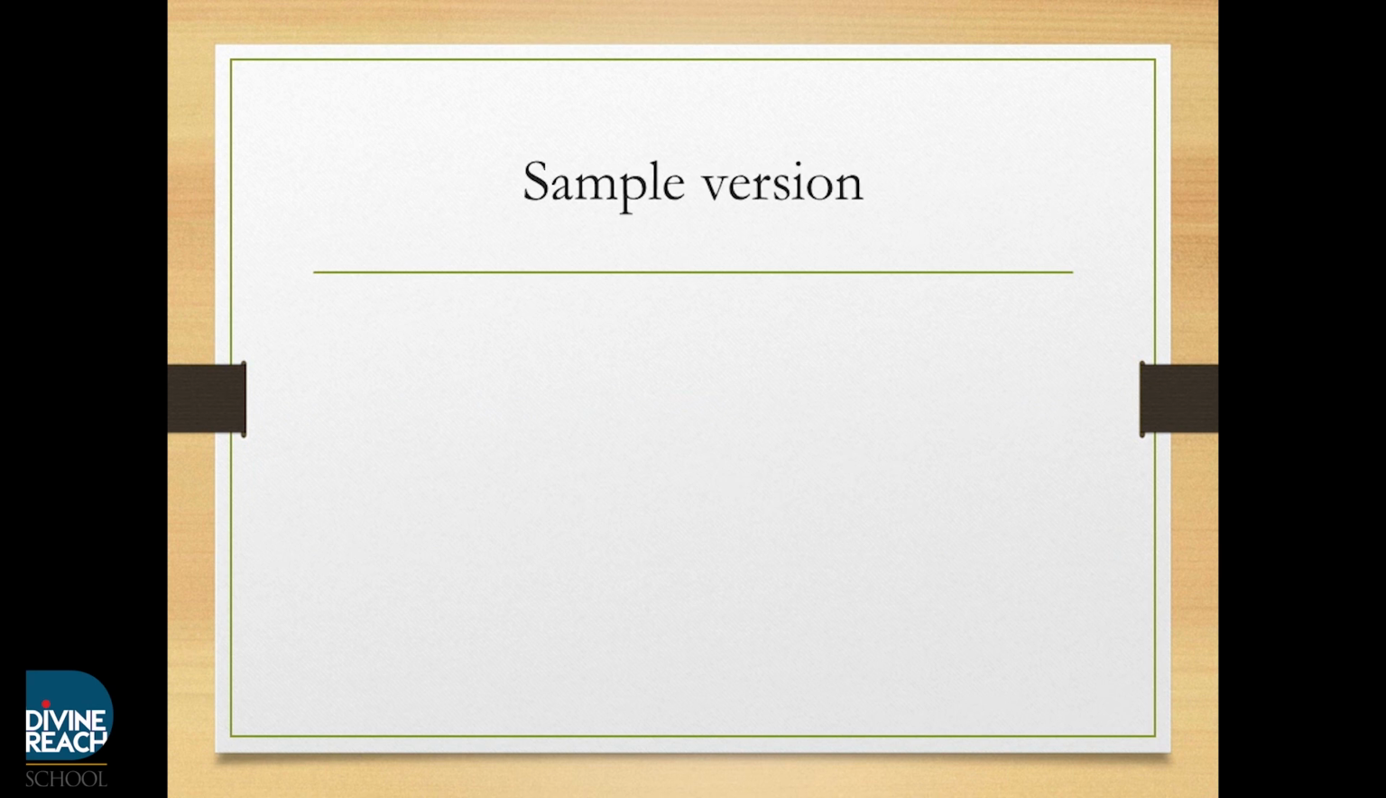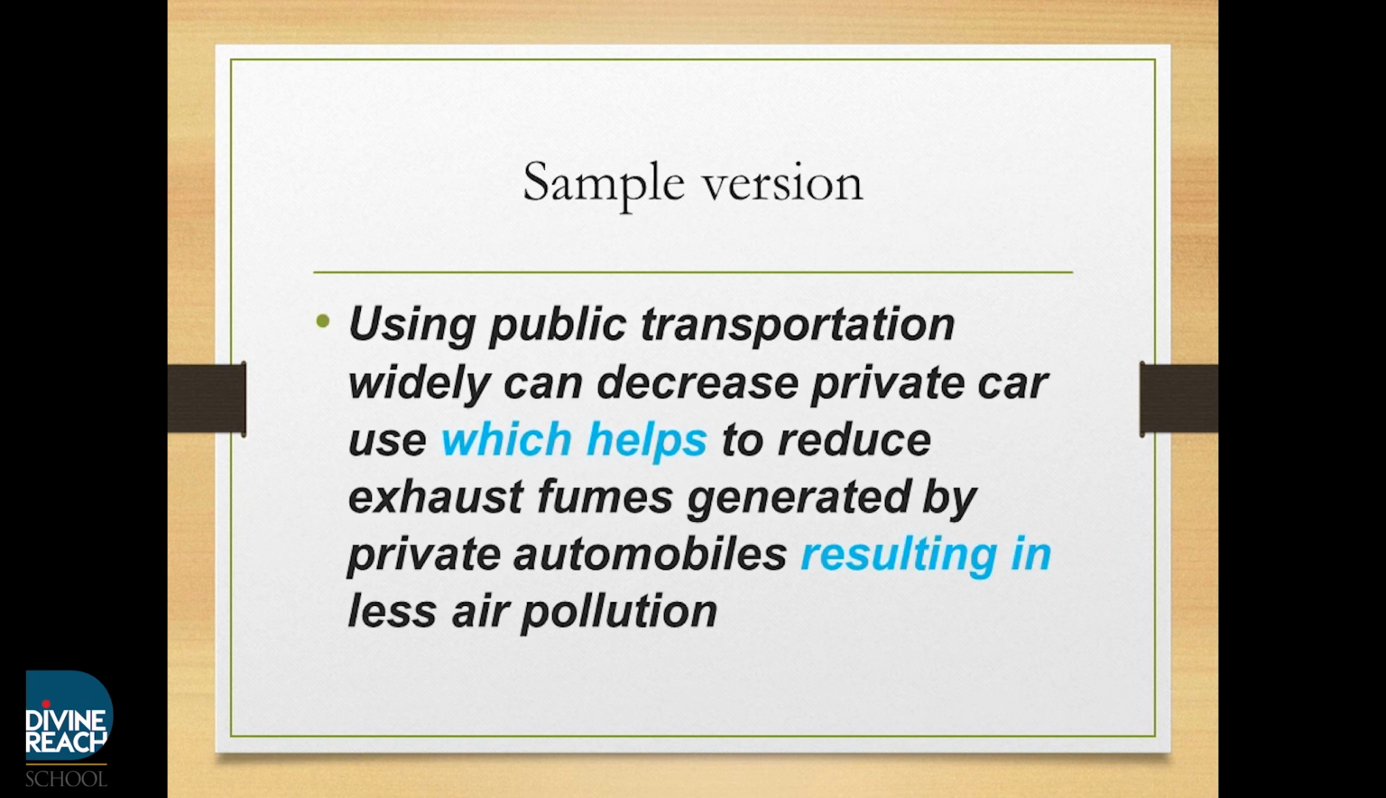So here's my version. So using public transportation widely can decrease private car use, which helps to reduce exhaust fumes generated by private automobiles, resulting in less air pollution.